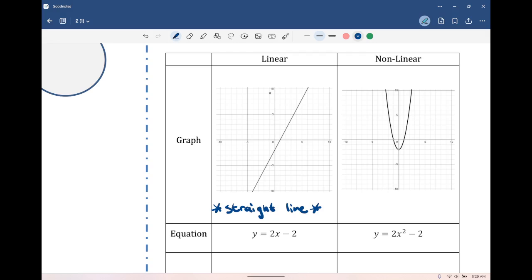Okay, well, if linear is a straight line, nonlinear is a curve. The second you see any sort of curve, it might be a parabola like we have here. It might be something that looks different. Again, anything that's not a straight line is nonlinear. Instant nonlinear.